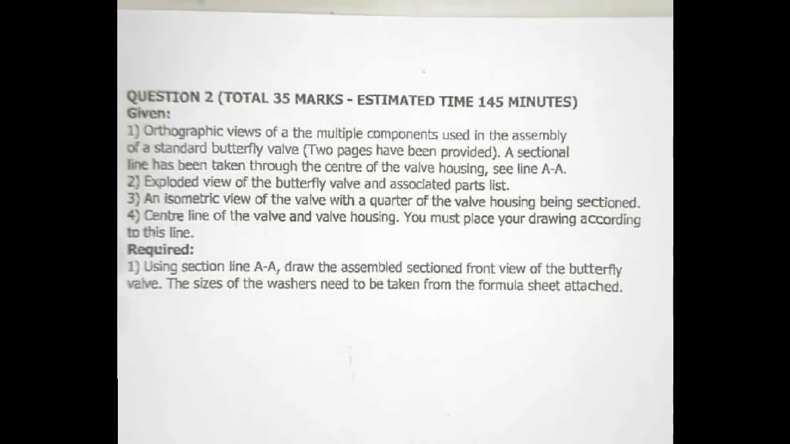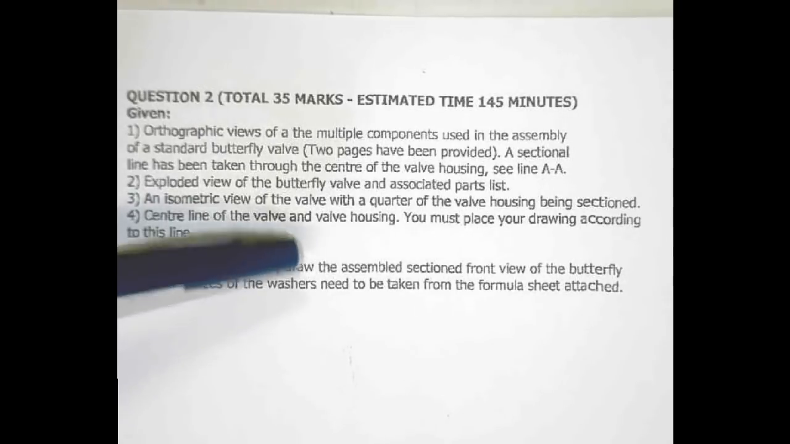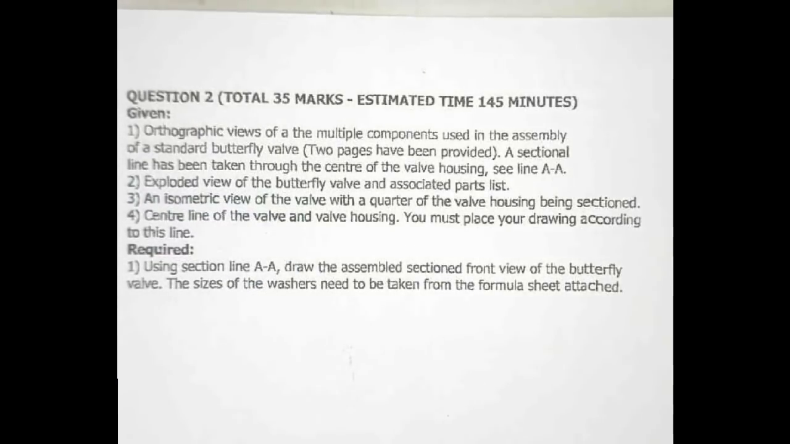We are required to use the section line AA to draw an assembled sectioned front view of the butterfly valve. The sizes of the washers need to be taken from the attached formula sheet. So we'll use our tables to determine the washer sizes, but the main deliverable here is an assembled sectioned front view through section line AA.